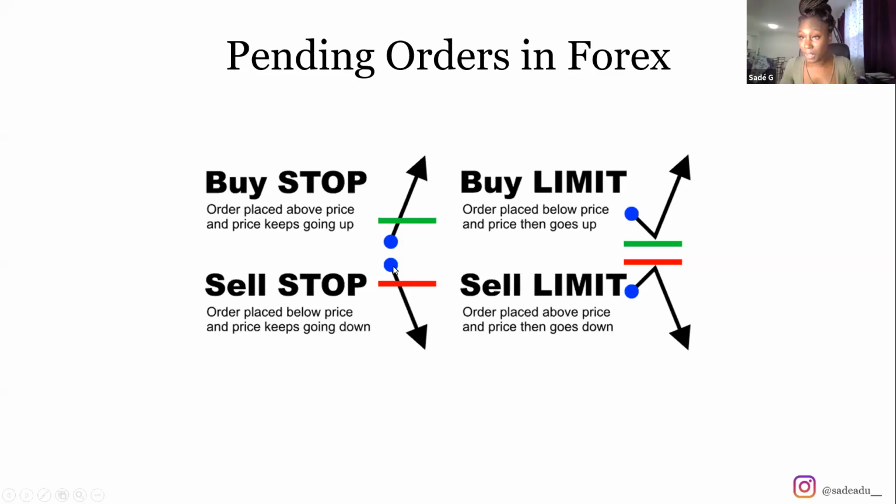Sell stop, obviously the flip side. Blue dot represents current market price, red line is your entry price. So market moves down towards your entry price, your order gets filled, market continues moving down towards your take profit.